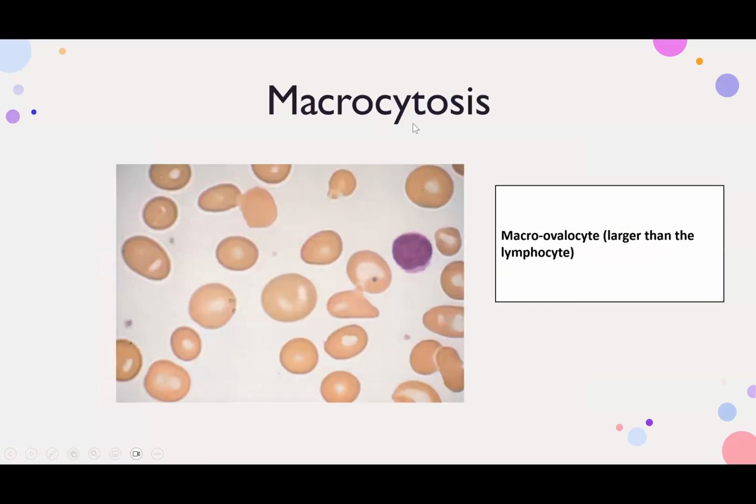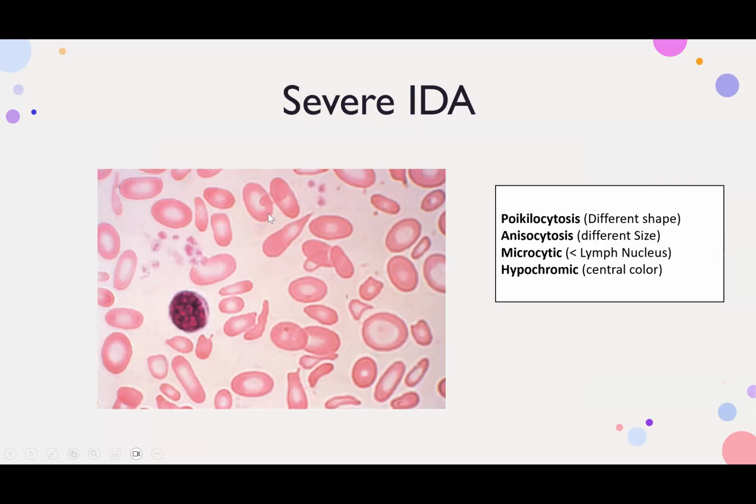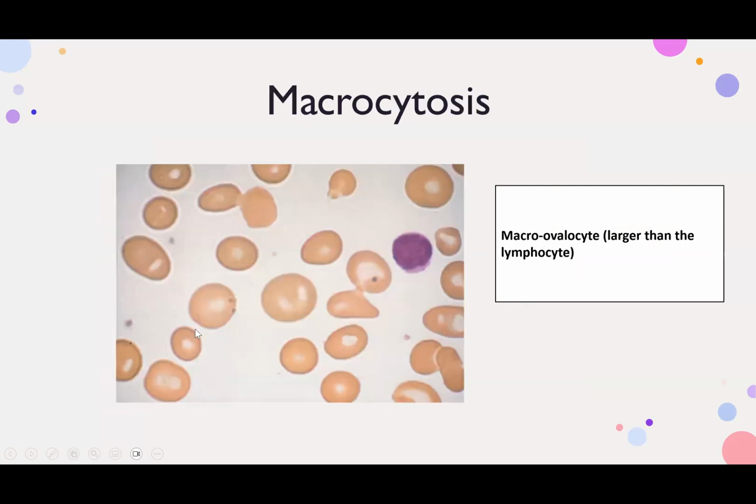Now, macrocytosis. Macrocytosis means macro-ovalocyte, like this one, large RBCs, larger than the lymphocyte nucleus. That's how we compare. Look at this one, and compare it to the lymphocyte nucleus. You will see that the RBC here is smaller, that's why we call it microcytic.